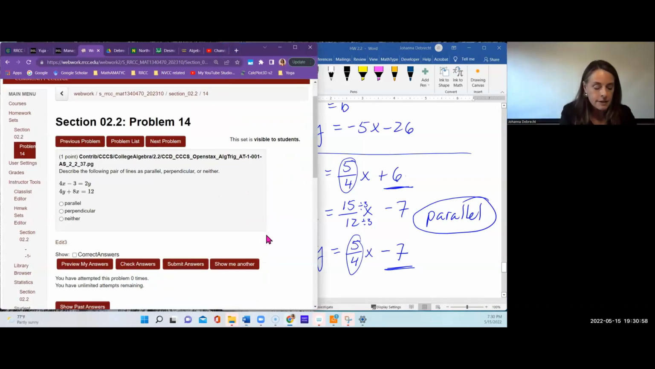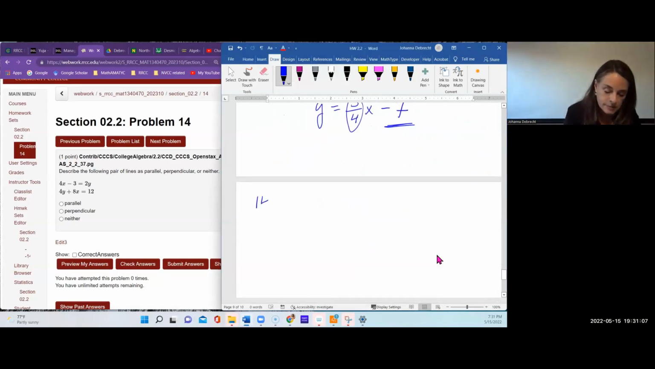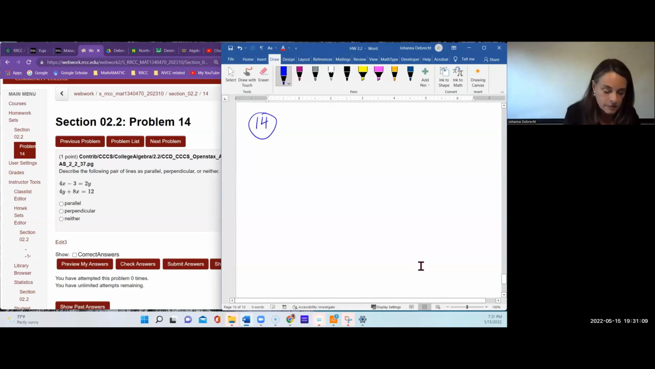In the next line, they're not in slope-intercept form. So what we have to do first is put them in slope-intercept form. We have 4x minus 3 equal 2y. And we have 4y plus 8x equal 12.